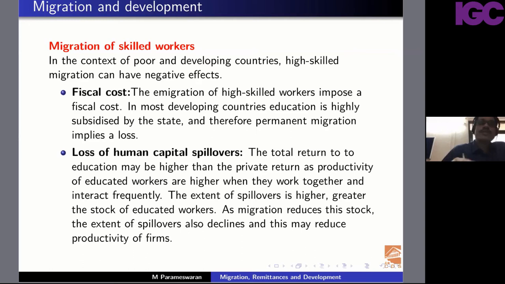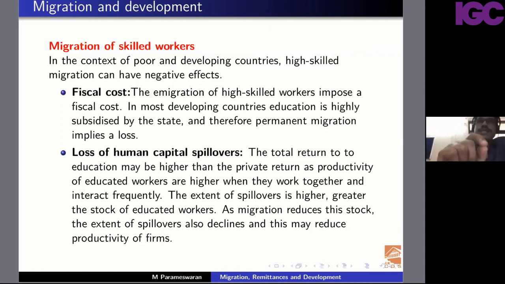So it means that if a large number of technically trained people are moving out of the country, the spillover rate will decrease. So this may reduce the rate of technological progress in the countries of origin. And that is the one thing.